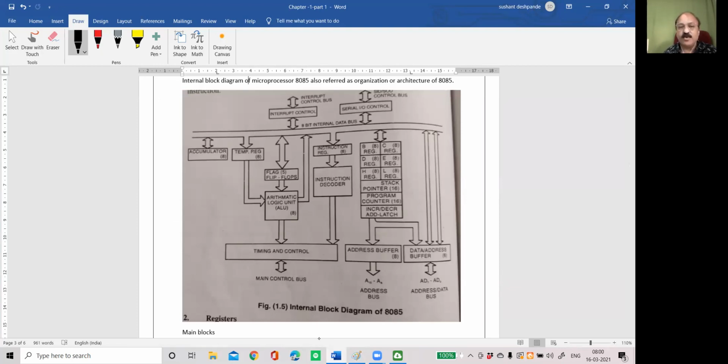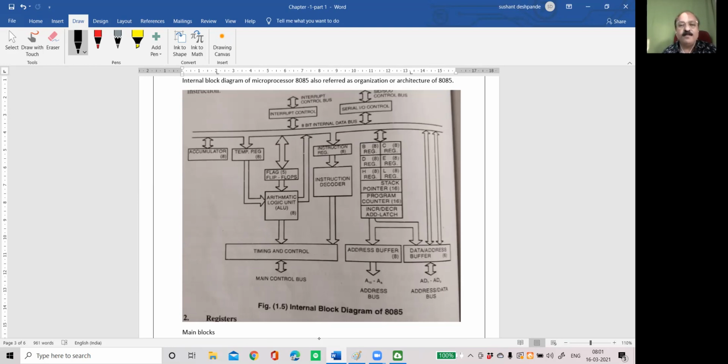So if you draw like this, program counter, then registers, then from where the instruction will come, it will be stored in the instruction register, then to the decoder, then timing control, then there will be the arithmetic logical unit. The input to this arithmetic and logical unit will be the temporary register, correct? Then it will be the accumulator also. From that, the result will be stored here and the flag will be set. These interrupts and controls are for the input-output devices. So that is the simple architecture of 8085.